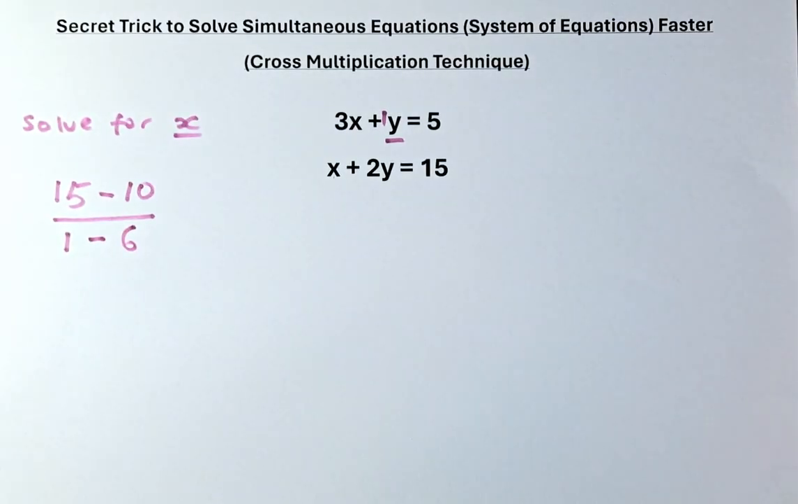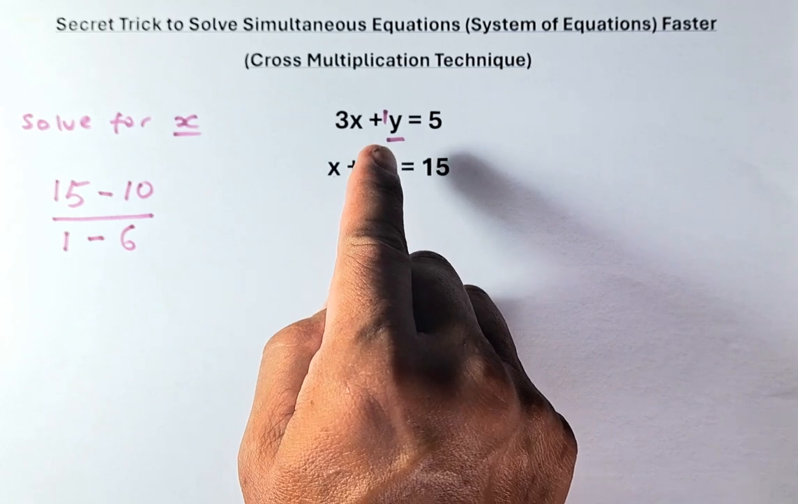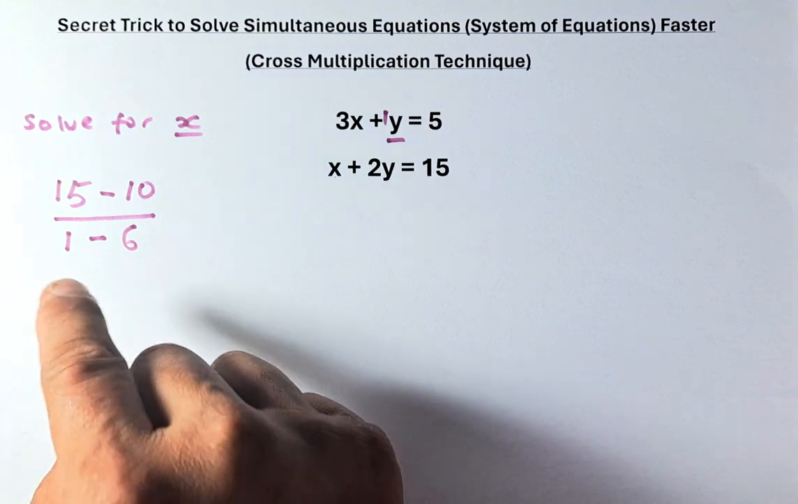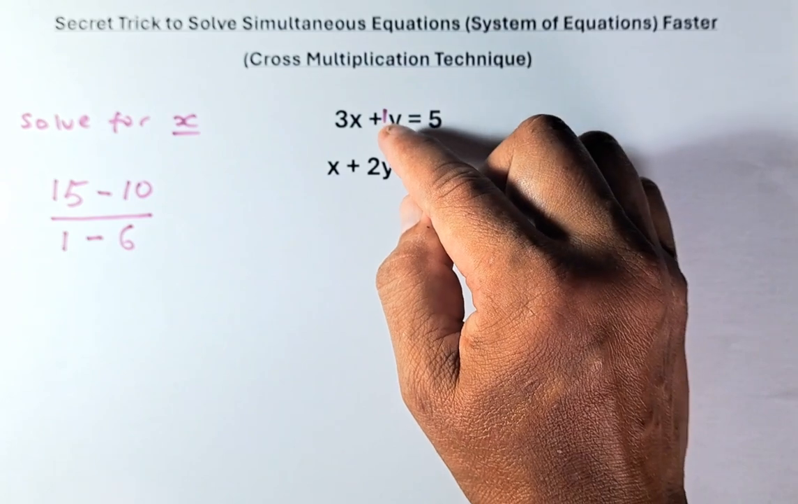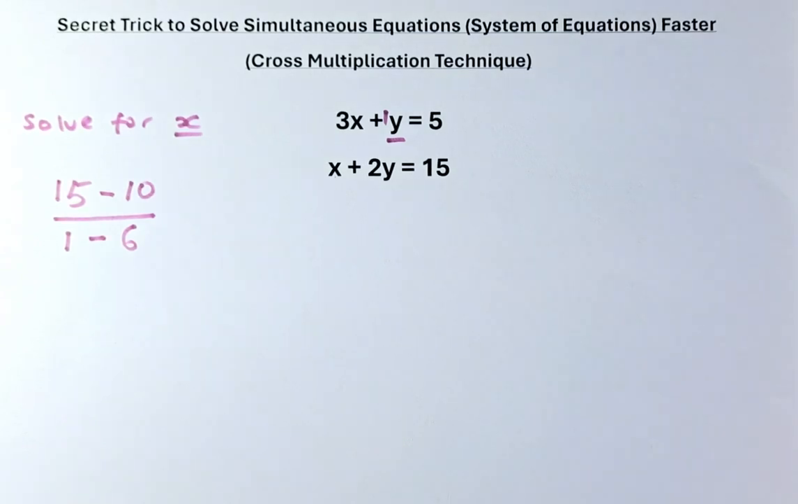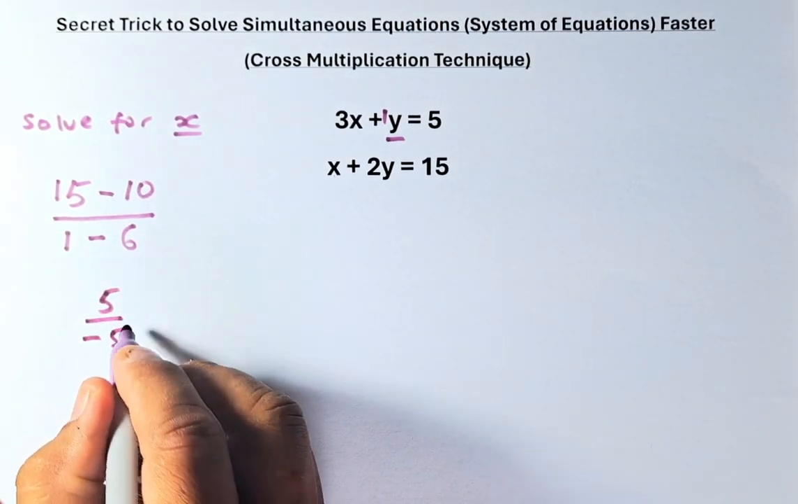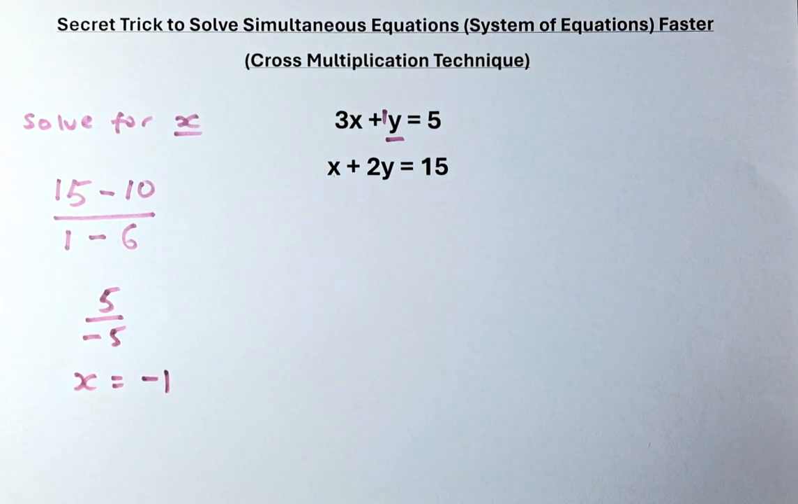So hopefully you know the technique. To get the numerator, you look at the last four numbers, 1, 5, 2, 15. You cross multiply: 1 times 15 is 15, minus 5 times 2 will give us 10. To get the denominator, you look at the first four numbers, 3, 1, 1, 2. You start from y, 1 times 1 is 1, 3 times 2 is 6, so 1 minus 6. So now you have to solve for x. 15 minus 10 is going to be 5, 1 minus 6 is going to be minus 5, and x is simply minus 1. So that is how you do this trick.